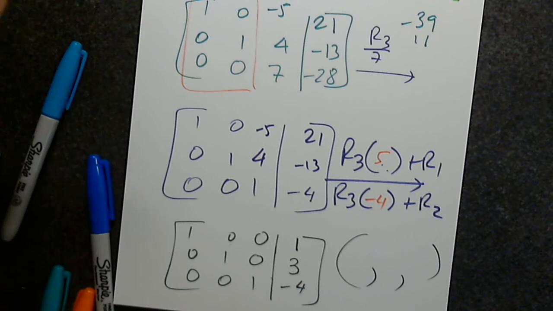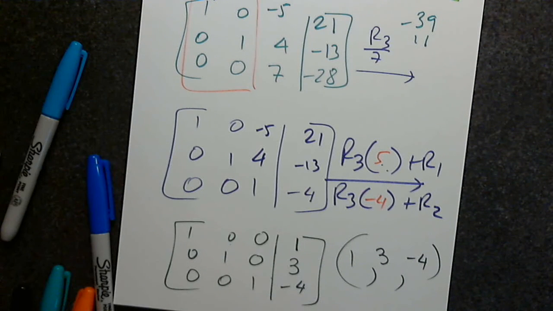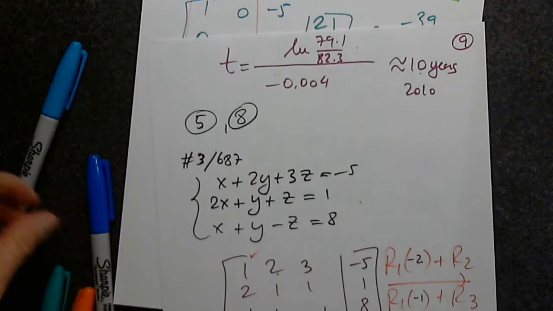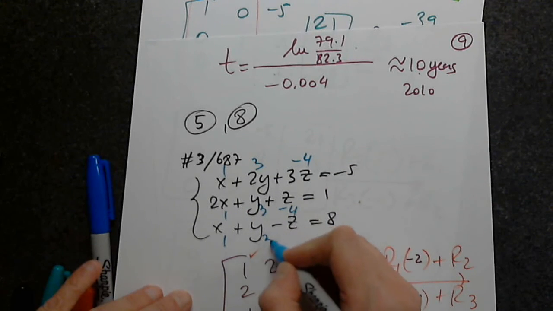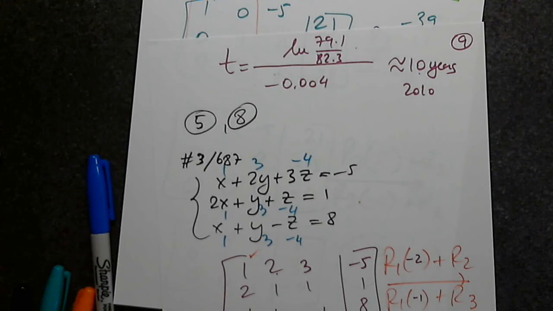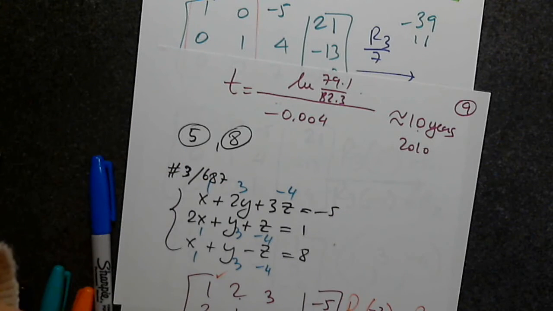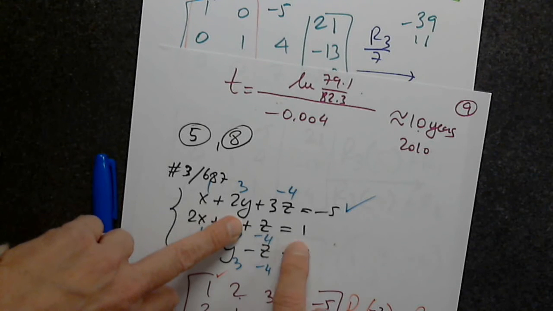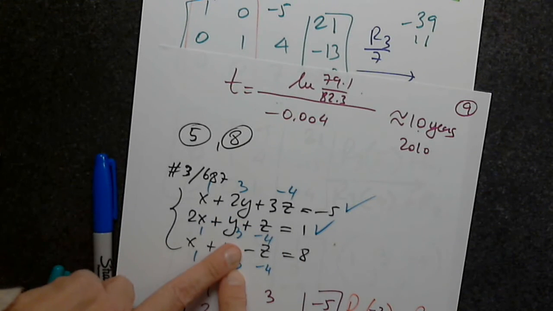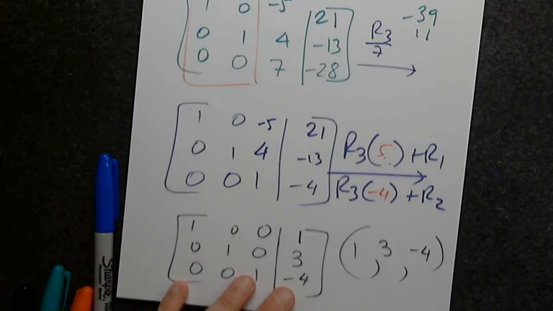I don't know. It could be, but I have no idea. So I will have to go back and check. Back to the original problem. 1, 3, negative 4. Ready? 1 plus 6 is 7. Negative 12 plus 7 is negative 5. 2 plus 3 is 5. Minus 4 is 1. Yes. 1 plus 3 is 4. Plus 4 is 8. Now I'll say yes.